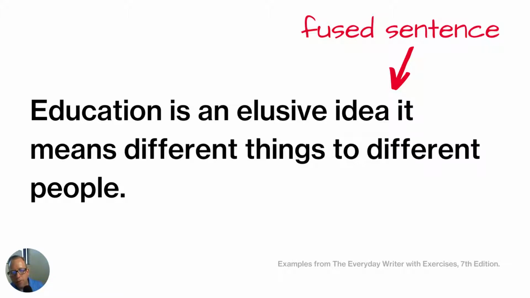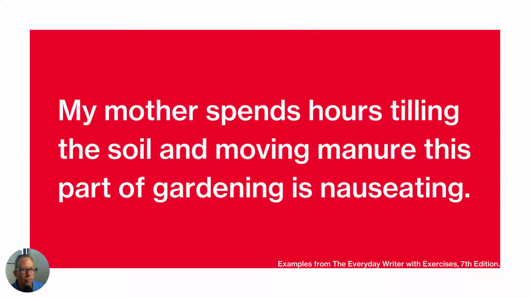Okay, so here are three examples. Let's see if you can figure out what it is. So it's either a comma splice or a fused sentence. My mother spends hours tilling the soil and moving manure this part of gardening is nauseating. Comma splice or fused sentence? This is a fused sentence. So this is what a true run-on sentence looks like. There's a lot of words. It's not connected correctly, but the issue isn't at the word "and." It's actually right here after "manure." That's where the issue is.